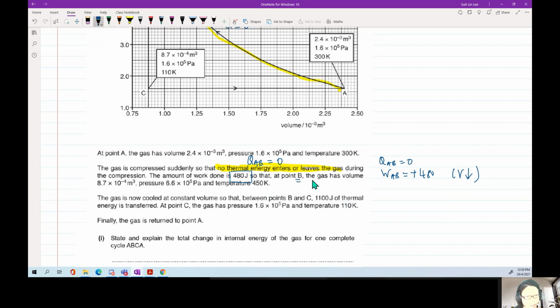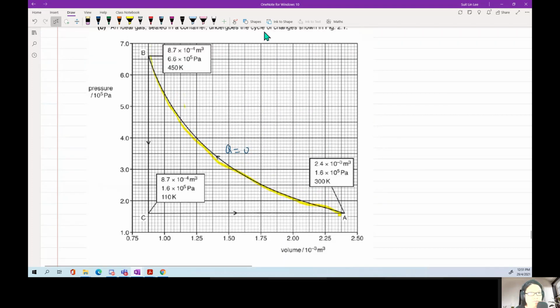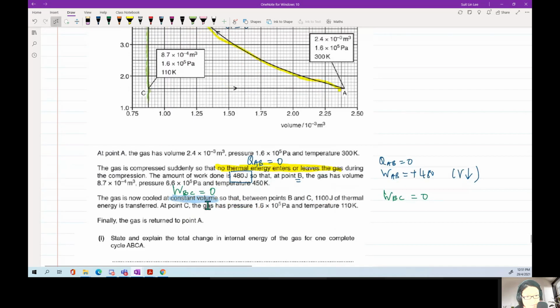At B, the gas is now cooled at constant volume. Constant volume means what? This feels like an English comprehension question now. Constant volume means there's no work done, so the work done between B and C, WBC, equals 0. So BC is here, and you can see the volume is constant. They don't really have to tell you in a sentence. You should be able to tell just by looking at the graph, especially this part.